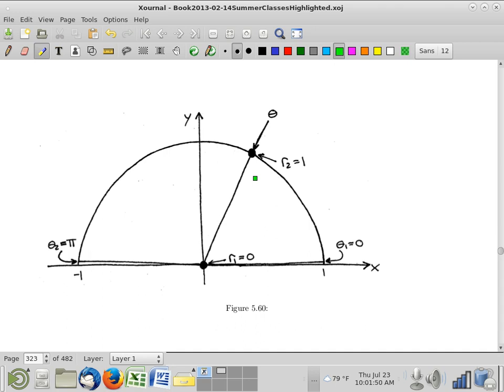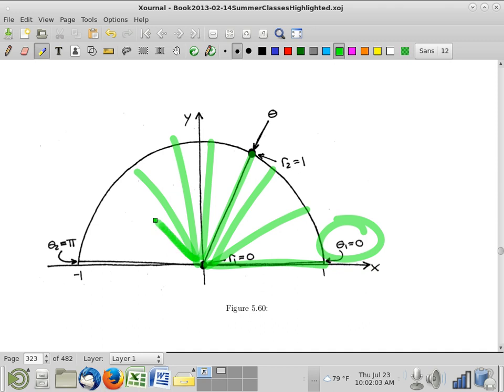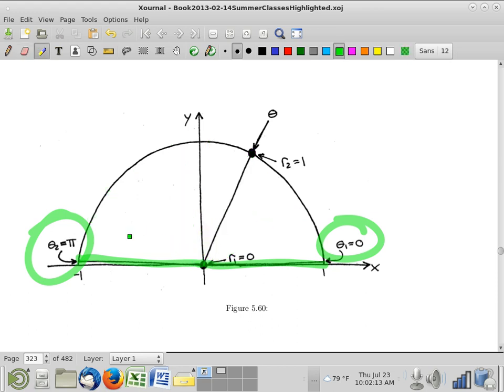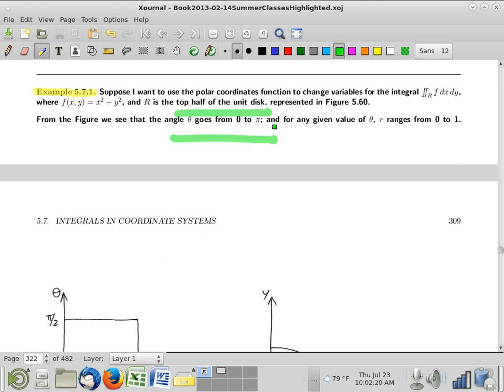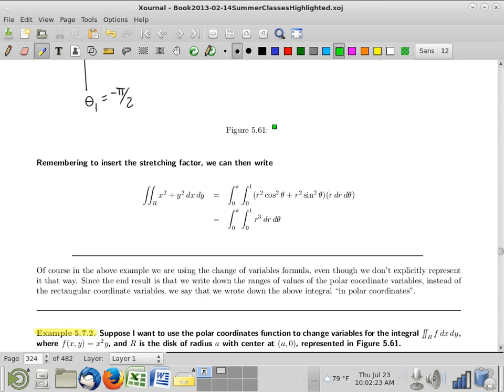And let's think about how I'd slice this up. What's the range of values of theta on this domain? Well, our first theta slice is where theta is equal to 0. These are what theta slices continue to look like as theta increases, and it keeps going around until I get to my last theta slice where theta is pi. So theta goes from 0 to pi. And you can see here in the integral, we have theta going from 0 to pi. Okay.